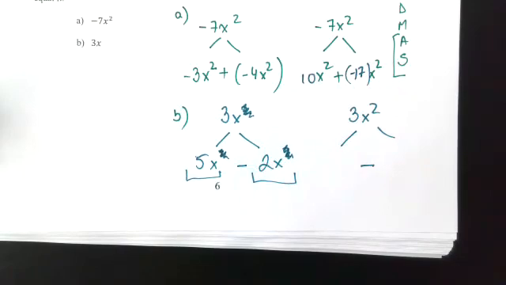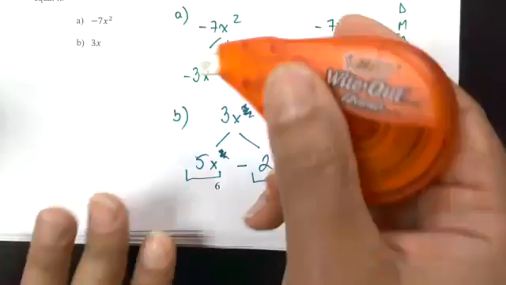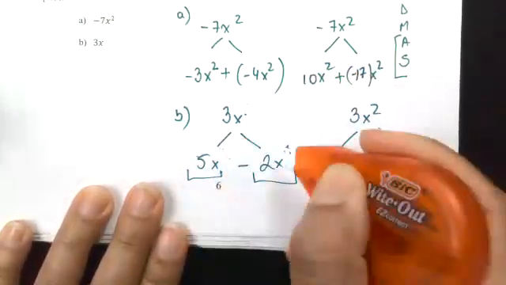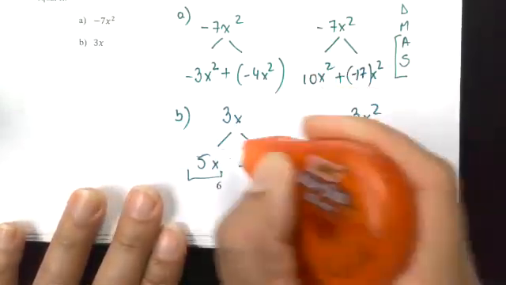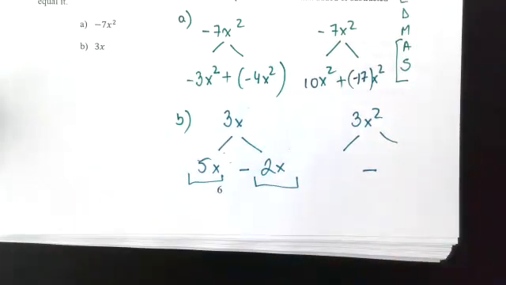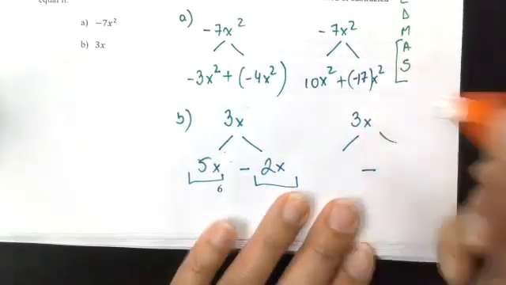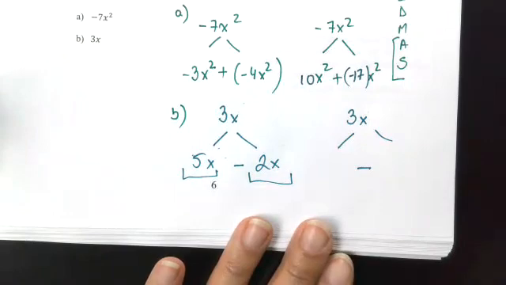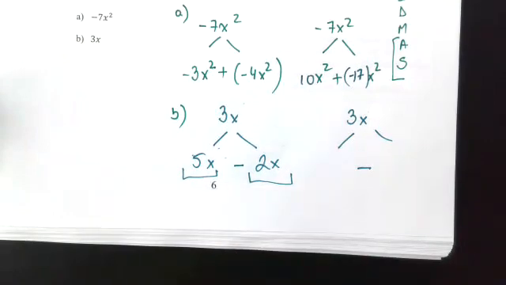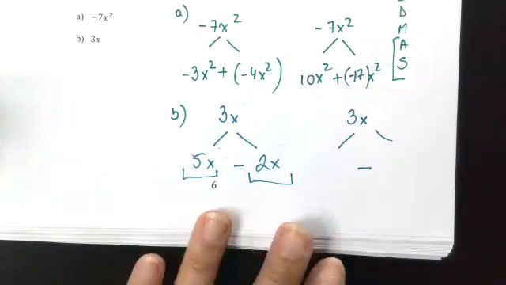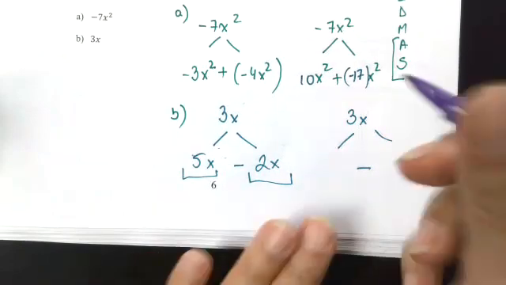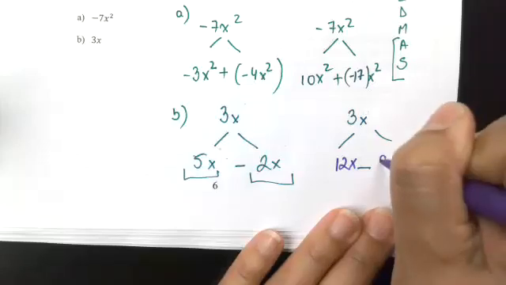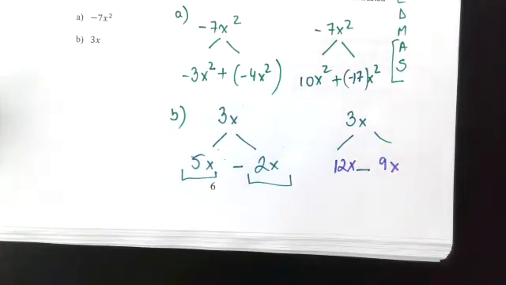Keep losing my whiteout. Okay, so 5x minus 2x is my pair. Now for you, you choose. Luke, you want to try? Okay. 12x minus 9x. Yeah, that works.